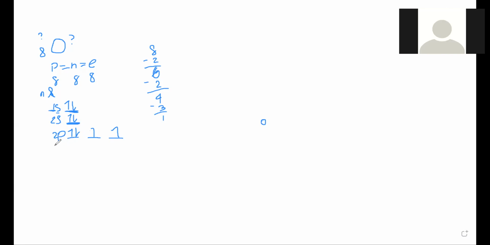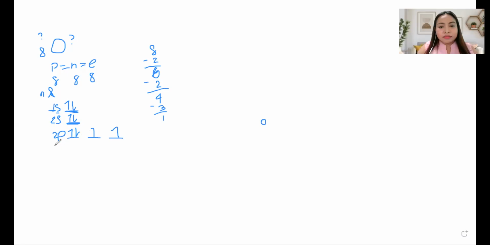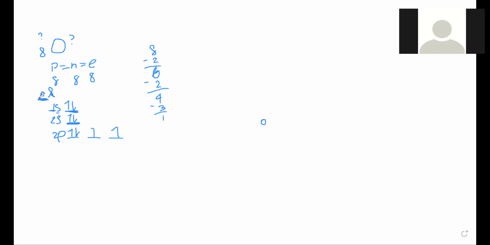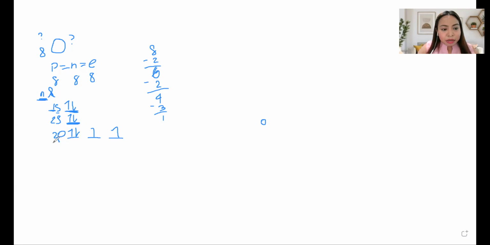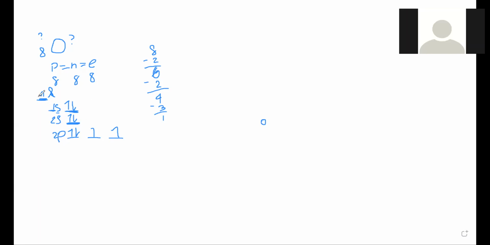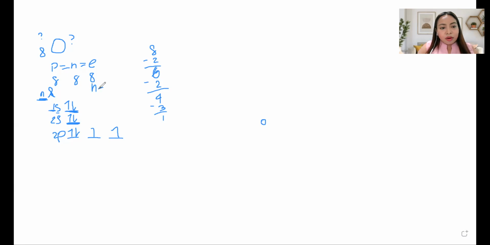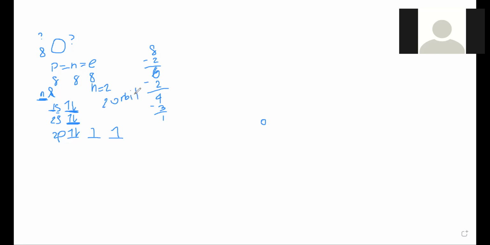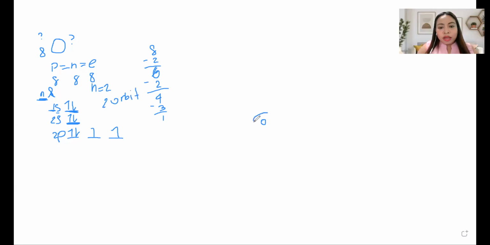We have n. My question, ma'am, is referring to n. What is the highest value of n in this particular electronic configuration? 2. So it means that n is equal to 2, meaning we have 2 orbits. So in here, we will have 2 rings outside our symbol.